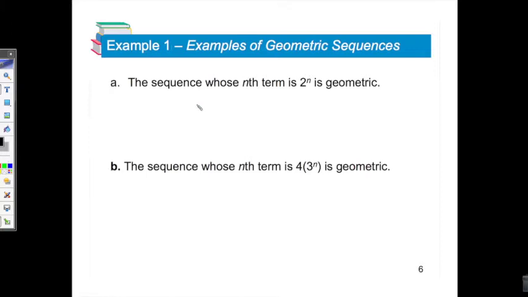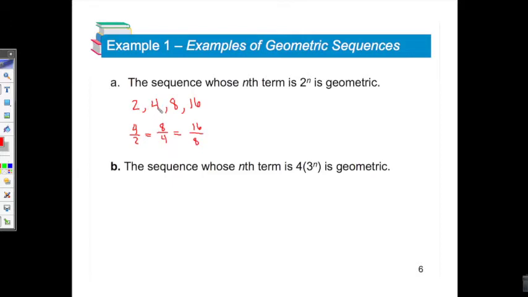If I have something that says 2 to the n, is that a geometric sequence? Well, let's start taking a look at some of those terms. If I have 2 to the first, that's 2. 2 to the second would be my next term, so that would be a 4. 2 to the third would be my next term, that would be an 8. And then it would be a 16. So, do I get a common ratio? Well, 4 divided by 2, is that equal to 8 divided by 4? Is that equal to 16 divided by 8?